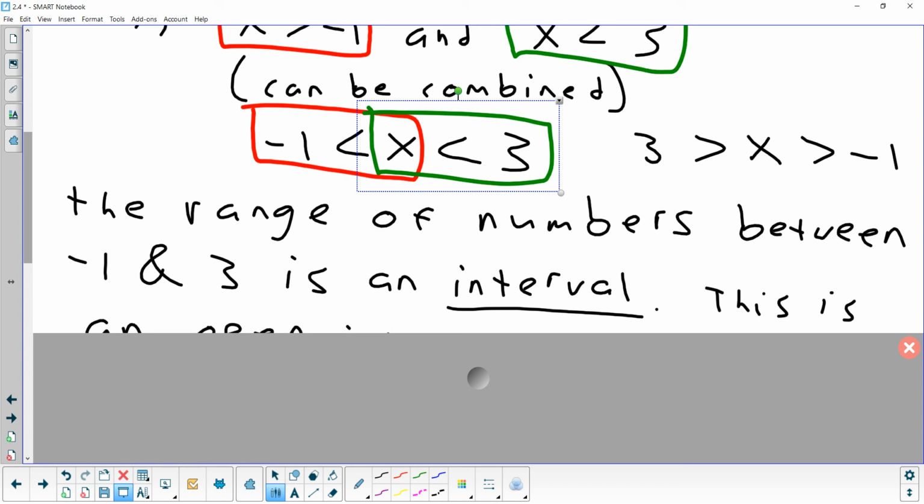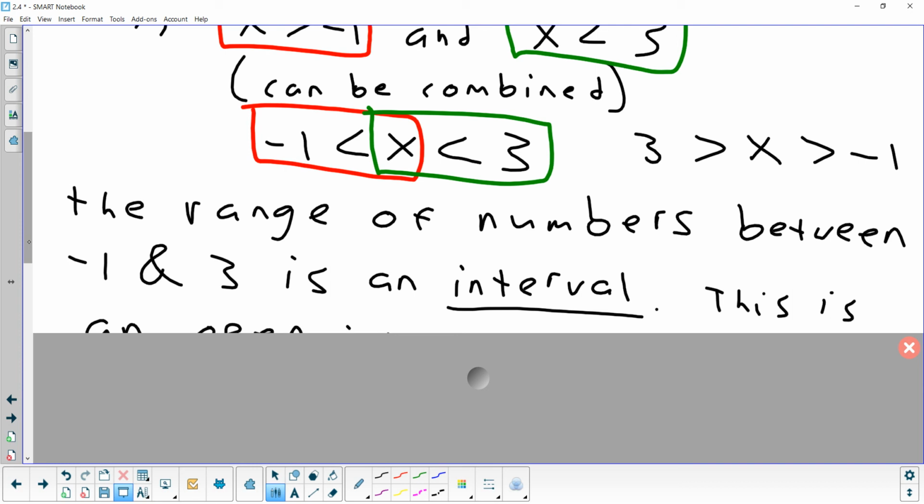How do I know that I can't include the -1 or the 3? That I'm strictly between. Tim? It's not greater than or equal to or less than or equal to. Yeah, it doesn't have the equal to. Right? So in this case, when we say between -1 and 3, we mean between, not including the endpoints.